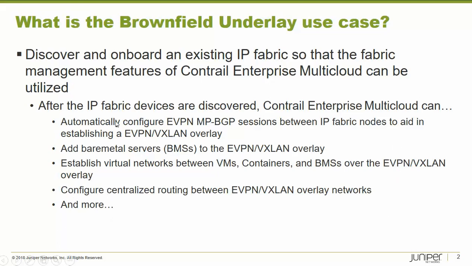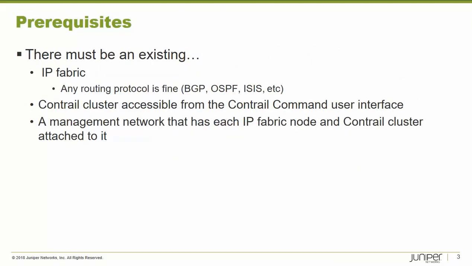And then the fabric management features of Contrail Enterprise Multicloud will also configure that centralized routing configuration where you're doing the routing on the spines for your EVPN VXLAN overlay networks. And there's also some more stuff you can do. You can, for instance, upgrade the Junos version on each of your IP fabric devices. So there's that.